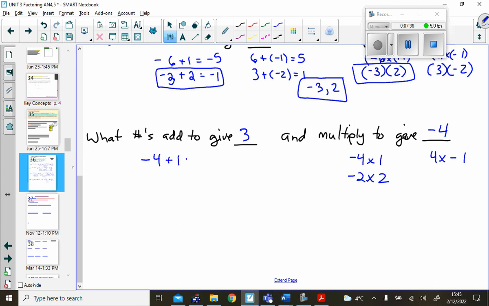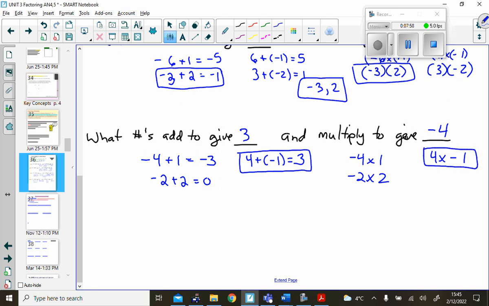Negative 4 plus 1 is negative 3. 4 plus negative 1 is positive 3. Negative 2 plus 2 is 0. The 2 numbers, 4 and negative 1, add to give 3, and 4 and negative 1 multiply to give negative 4. So the magic numbers that add to give 3 and multiply to give negative 4 are 4 and negative 1.